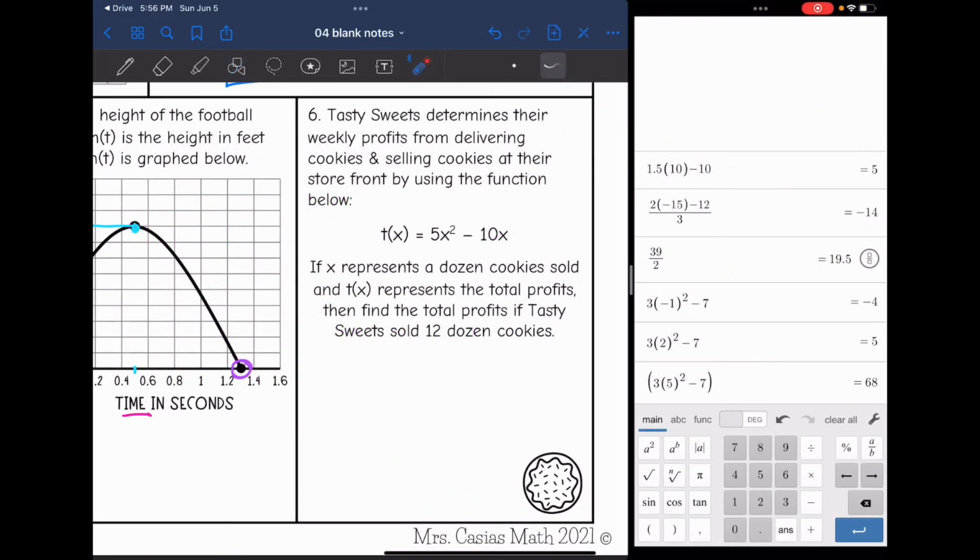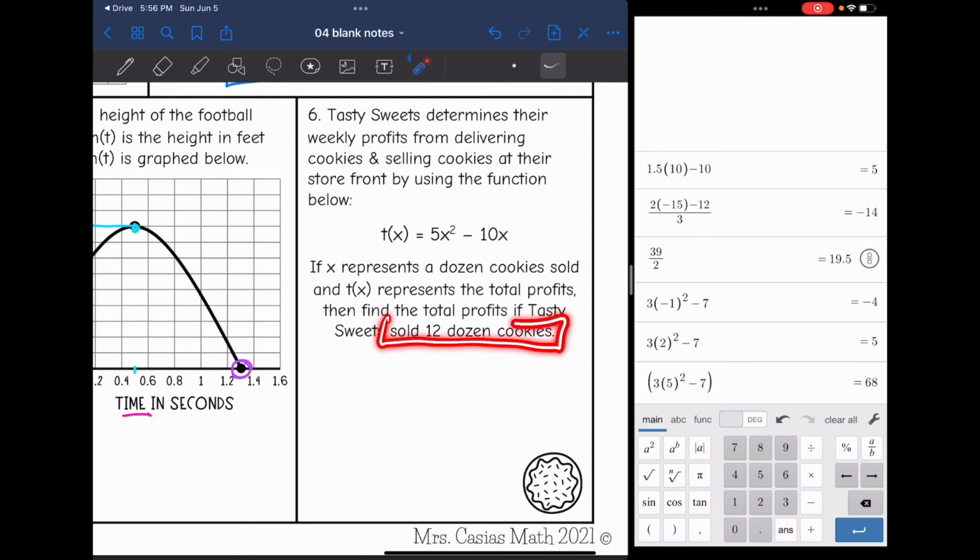Okay, let's look at the last question, number 6. Tasty Sweets determines their weekly profits from delivering cookies and selling cookies at their storefront by using the function below, t of x equals 5x squared minus 10x. If x represents a dozen cookies sold and t of x represents the total profits, then find the total profits if Tasty Sweets sold 12 dozen cookies.